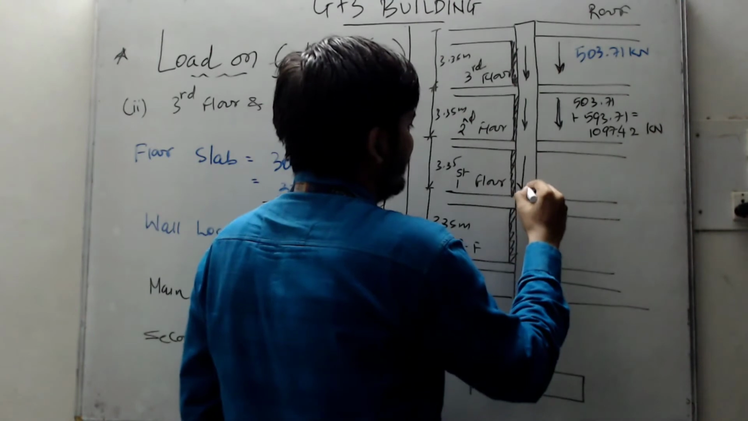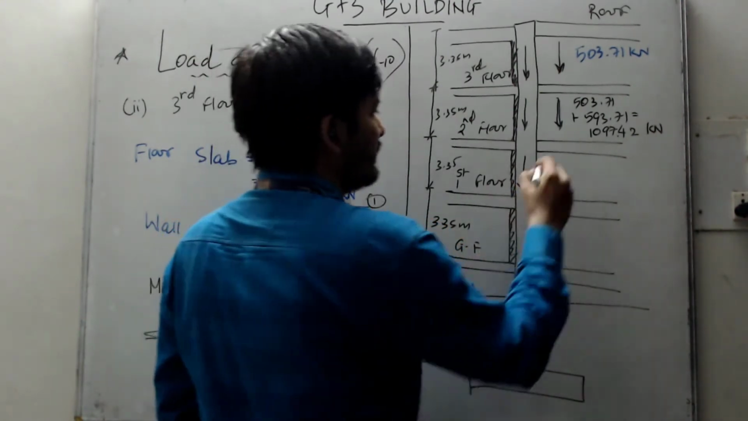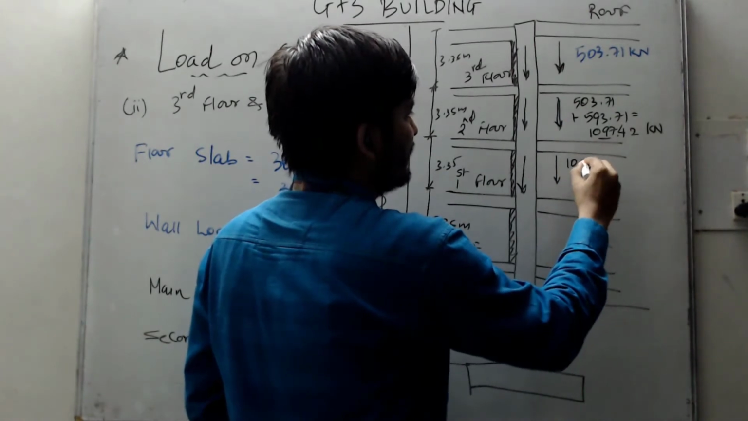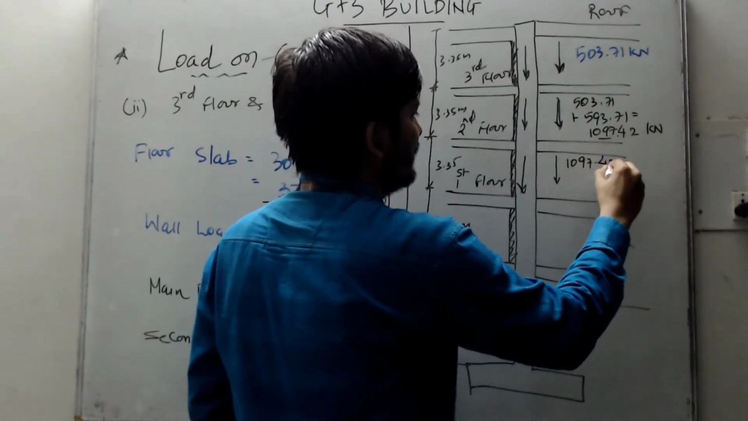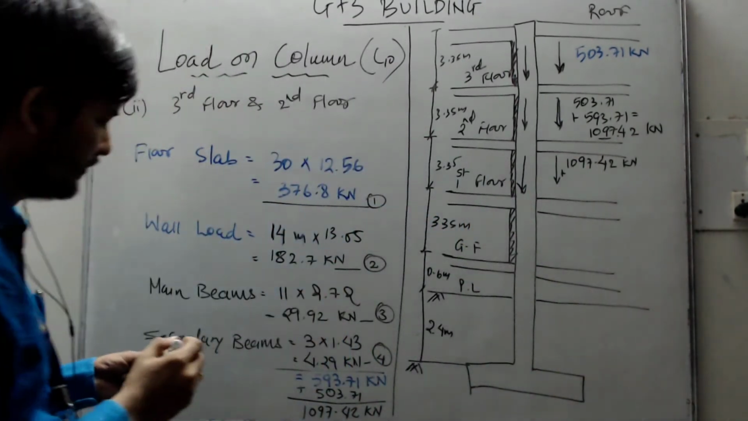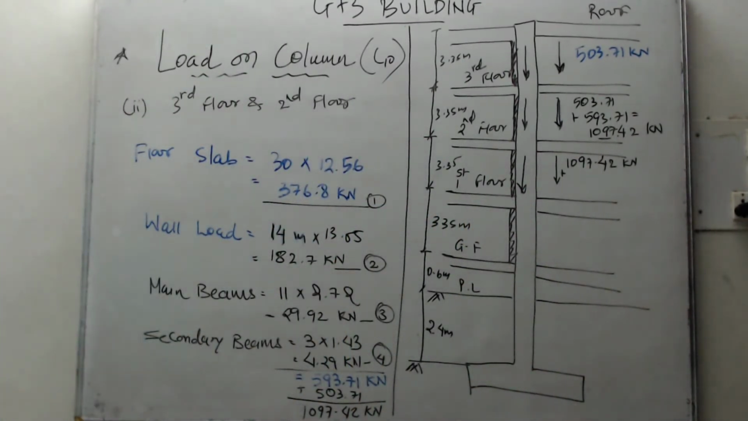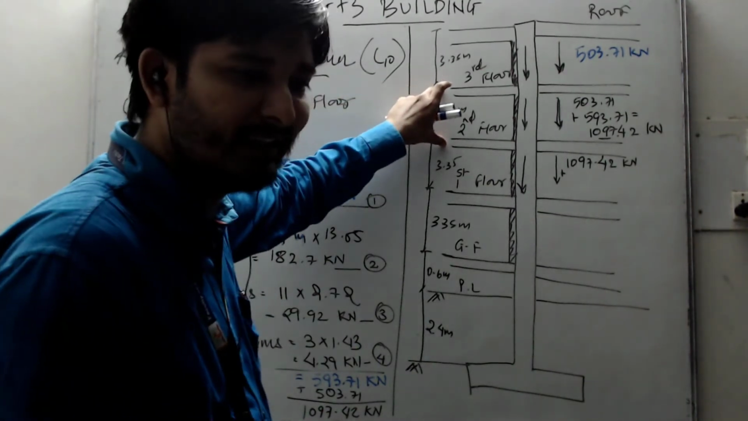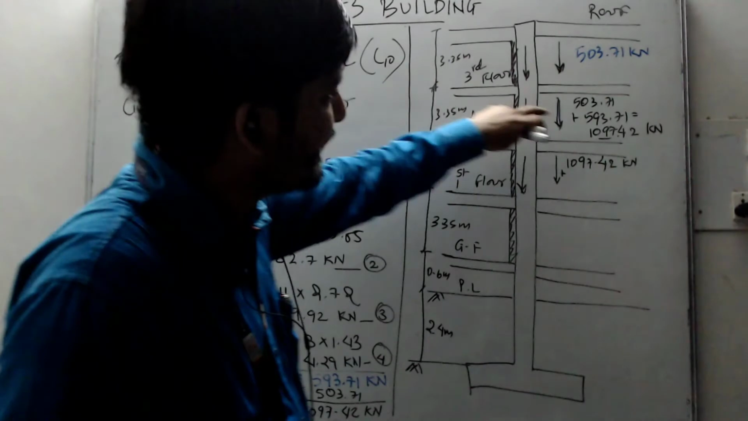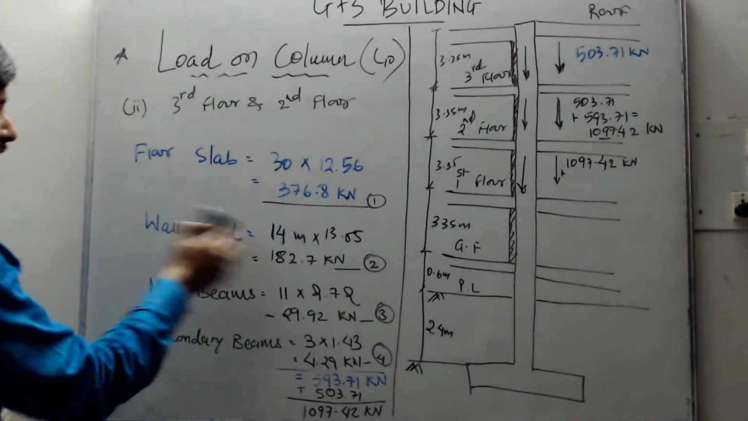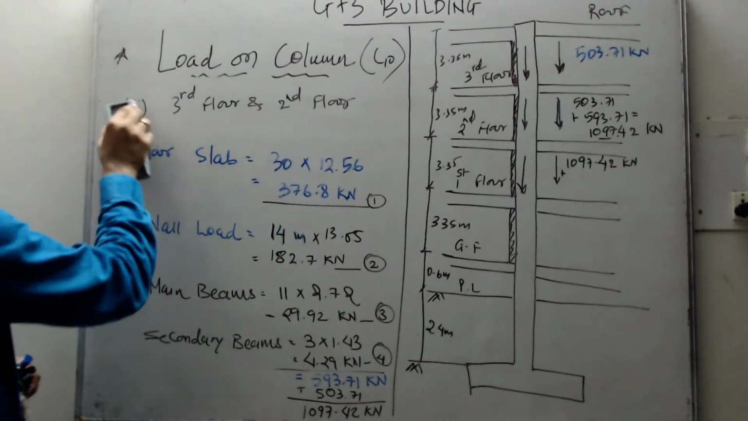Now we are coming to this level. Again, there is already one load available from top, that is 1097.42 kilonewton, plus we need to calculate the load on this floor. The load on this floor will be similar to the second floor, because all the things are same. So 593.71 will come here again directly, no need to do the calculations again.